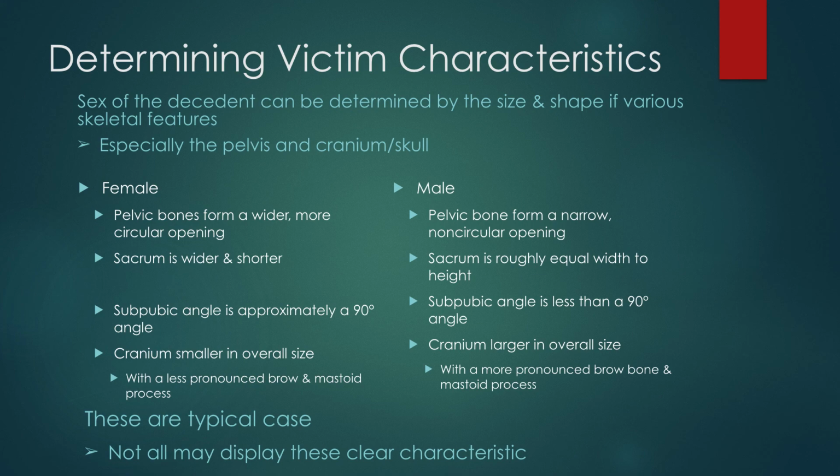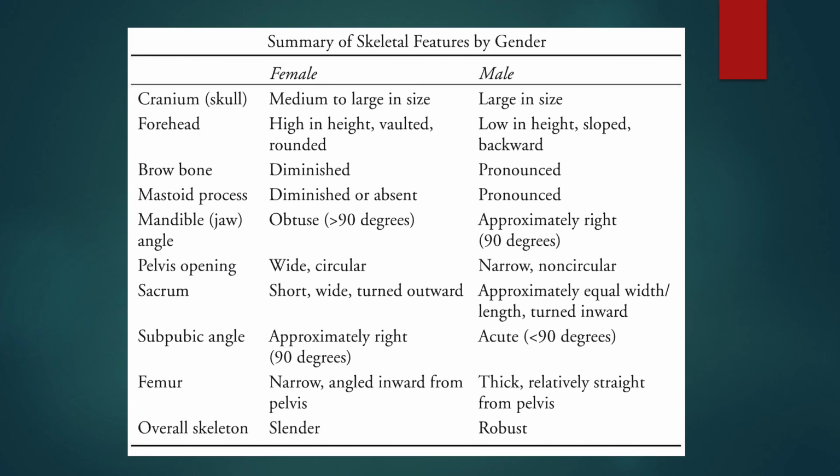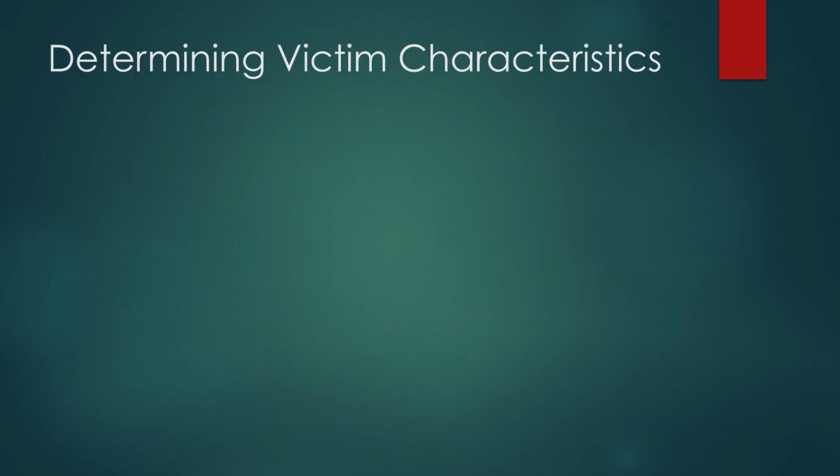These are typical cases. Obviously, everyone is different anatomically and physiologically, so it's not necessarily going to be as clear-cut as this, but they're good guidelines. So here are some of the pictures that go along with it. As you see, the pubic angle, male versus female, sacrum, cranial bones, and so on. Here are some more features that they'll look for when trying to determine between male or female. Again, general guidelines, but different for all.